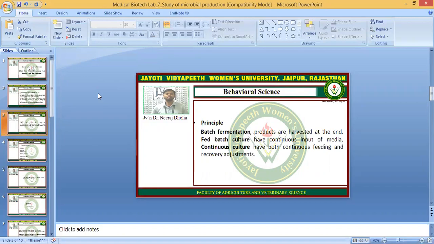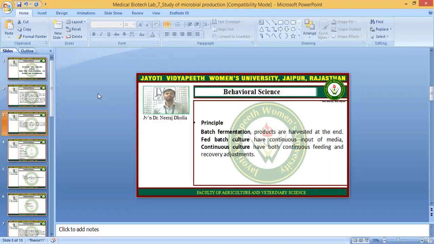Microorganisms can produce the primary metabolites in the fermentation process by three different processes, or we can achieve this by using three different methods. One is the batch fermentation, second one is the fed batch culture, and third one is the continuous culture. So what is the batch fermentation?